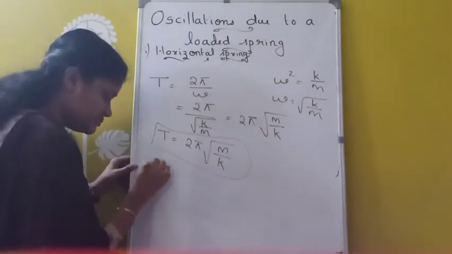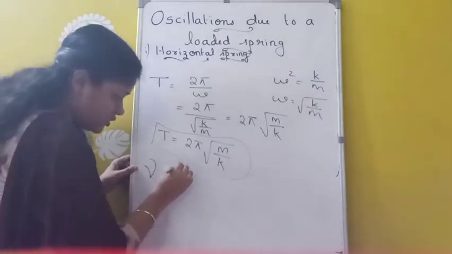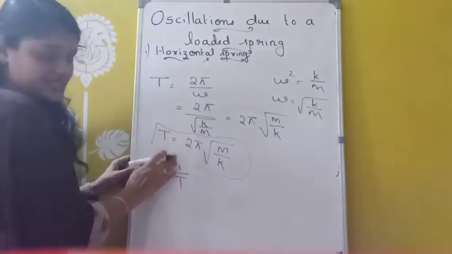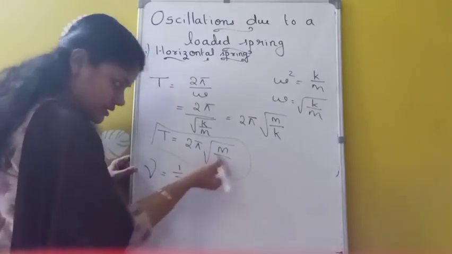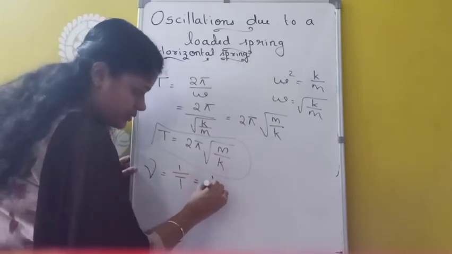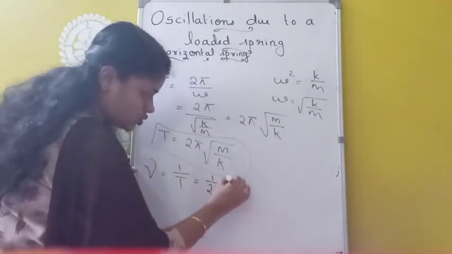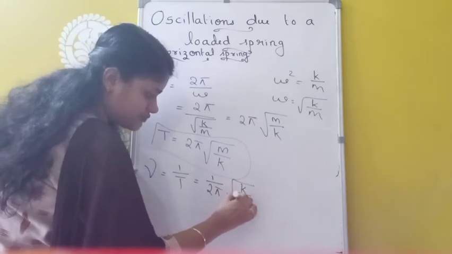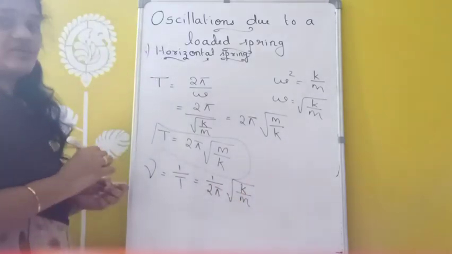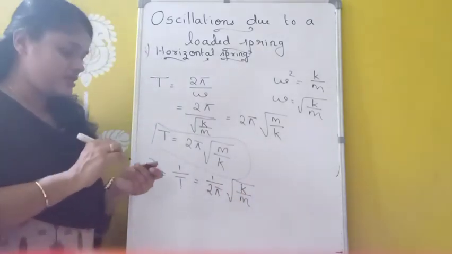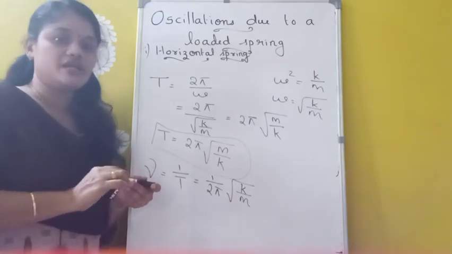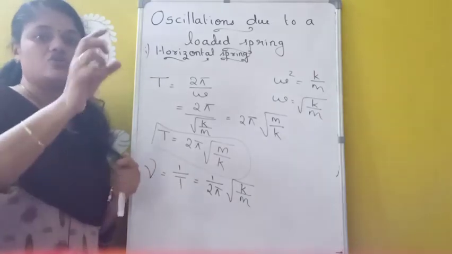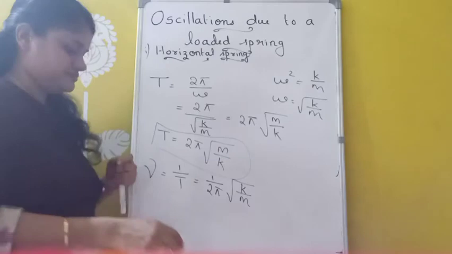Similarly, we can find which one also? Frequency. So frequency symbol is nu. Nu equals 1 by time period. Take the reciprocal of this one. That means we will be getting 1 by 2 pi root of k by m. So this is the frequency of oscillation in the case of which one? Vibrations of horizontal spring, or loaded spring horizontally. Okay.